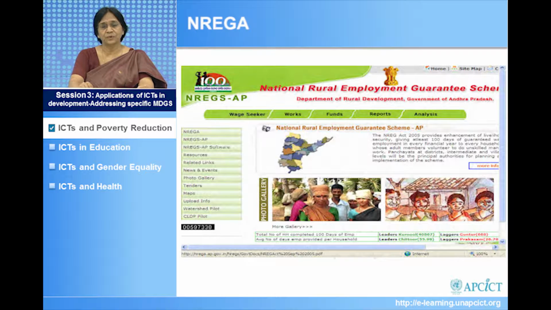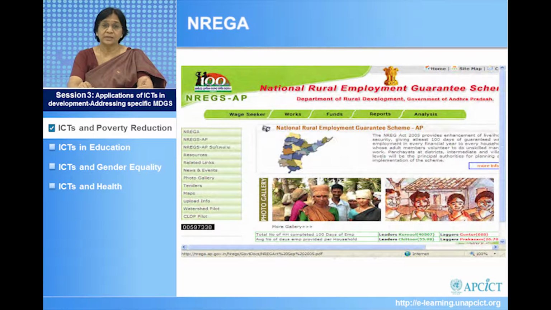Managing this kind of program in a huge country like India can be not just uphill but a monumental task. In Andhra Pradesh, a group of senior civil servants with a different way of thinking began exploring the ways in which an ICT backbone could be used to manage the project.